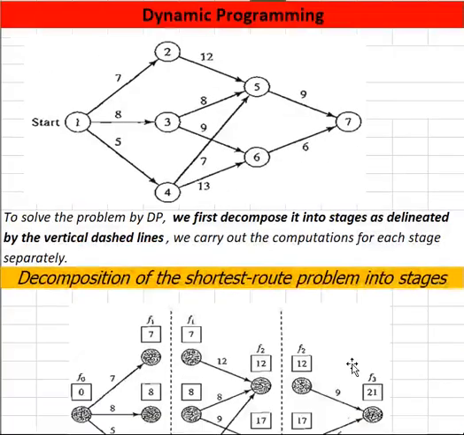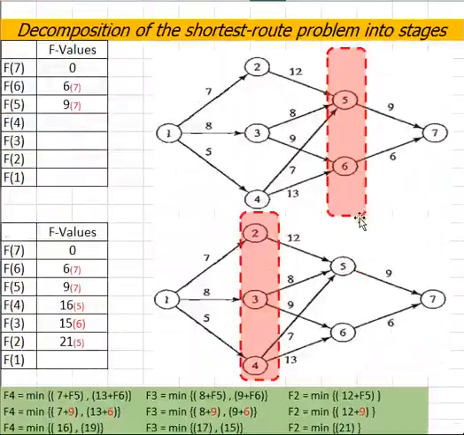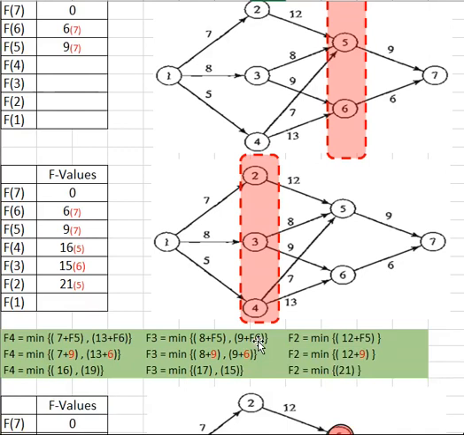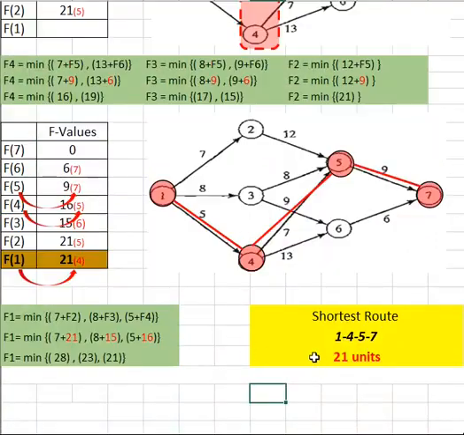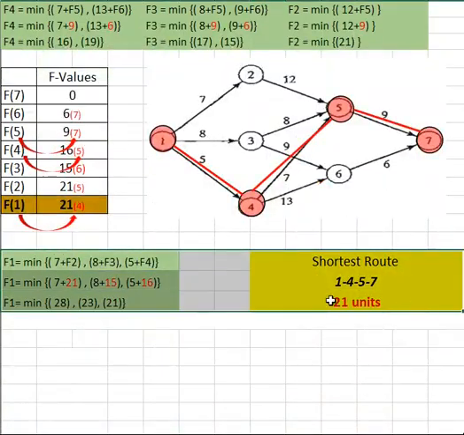Ulitin natin. Kinat siya into several areas. Tapos, sinolve yung mga values niya. Normal formula is the distance plus yung value ng node. Then, we got the minimum value. From this, we got the shortest route by 21 units of 1, 4, 5, 7.